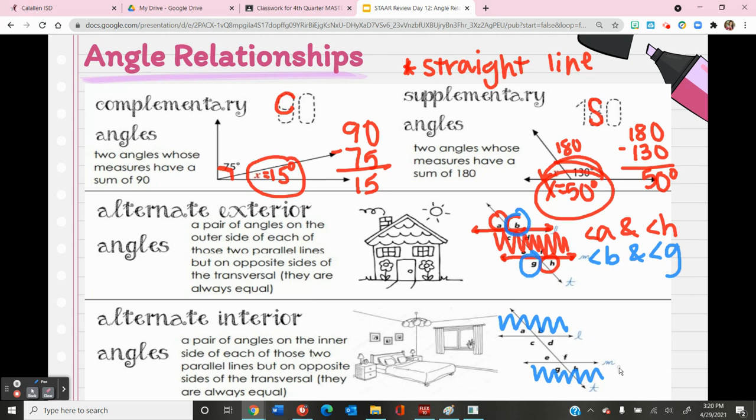So again, I have my two parallel lines. They are cut by my transversal T. So alternate interior angles, again, these are on the inside of your parallel lines. And that word alternate again means opposite. So here I want to find the opposite on these parallel lines. Here I have the letter C, and its alternate interior angle will be F. So angle C and angle F are alternate interior. Then we also have angle E and angle D.